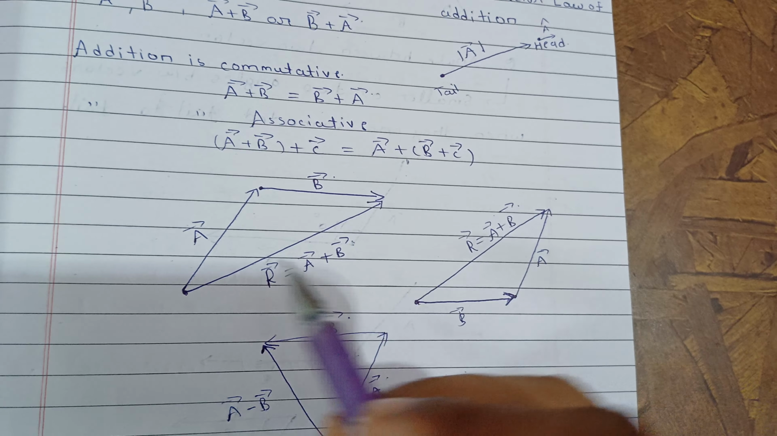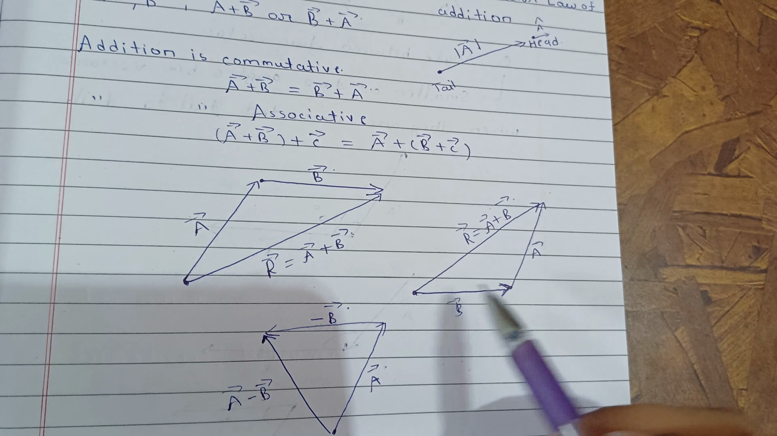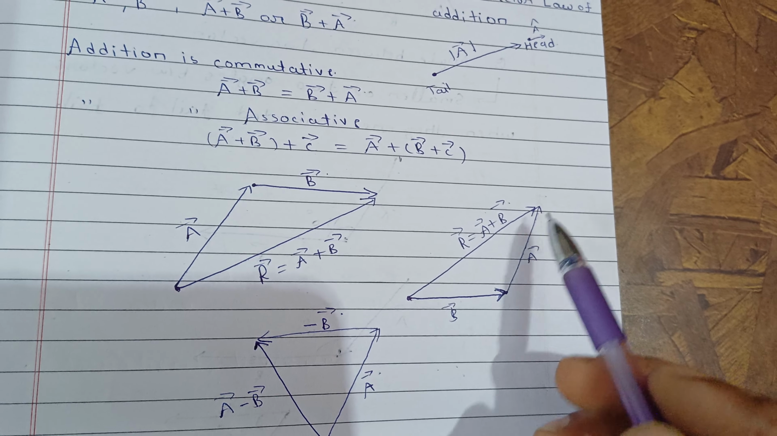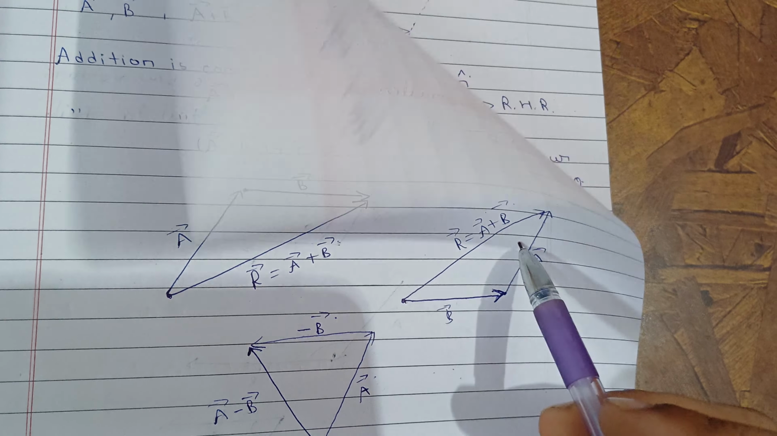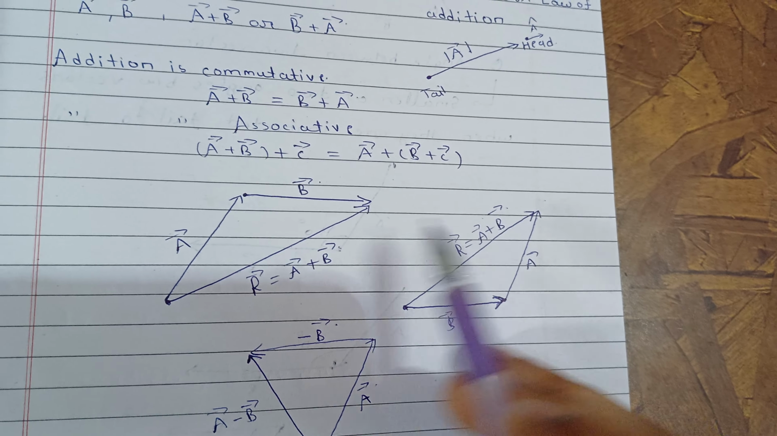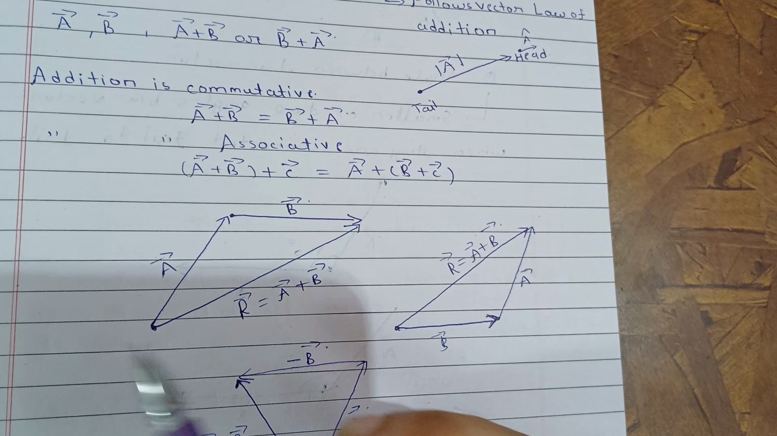And the same, if you take this vector this side, then this will be b plus this will be a, so this will be equal to b + a. Because this is commutative, b + a will be equal to a + b. That's why we are getting the same resultant vector from these two sides.